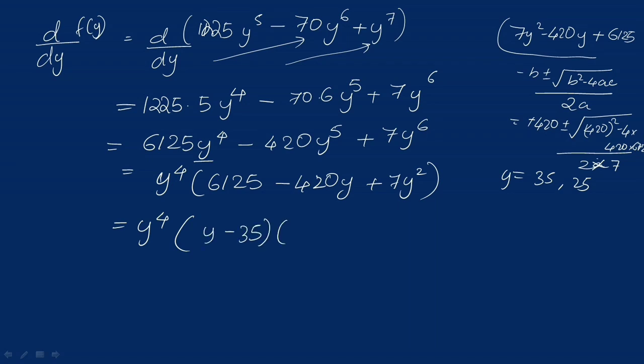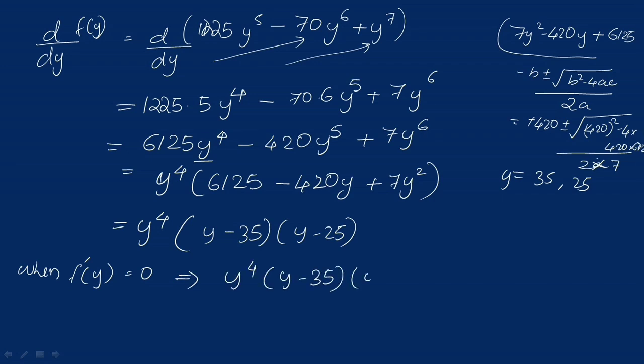So the above quadratic equation can be written as y minus 35 into y minus 25. If f dash of y is equal to 0, that means y raised to 4 into y minus 35 into y minus 25 is equal to 0. Here y raised to 4 is equal to 0 means y is equal to 0. Similarly, y minus 35 is equal to 0, so y is equal to 35, and y minus 25 is equal to 0, that means y is equal to 25. So we have three values for y.